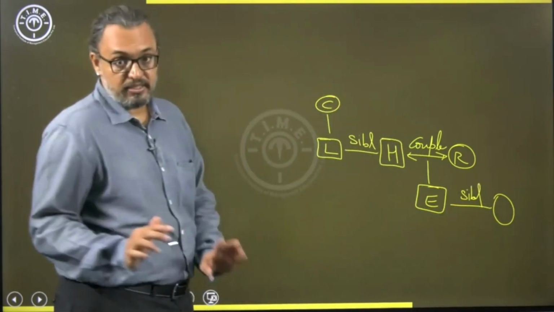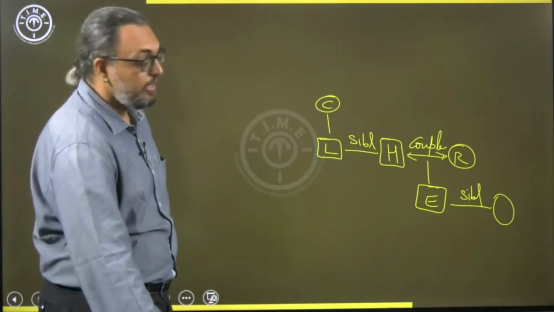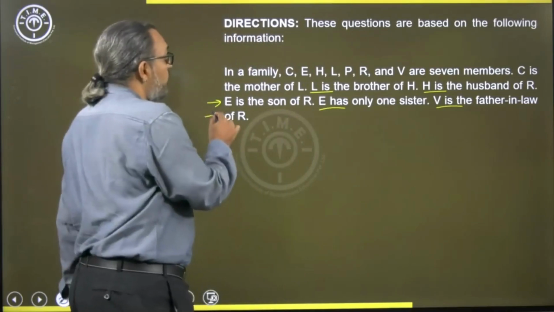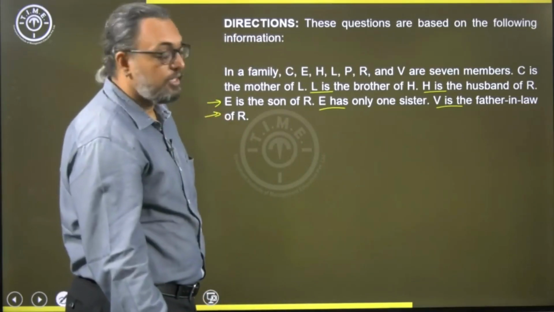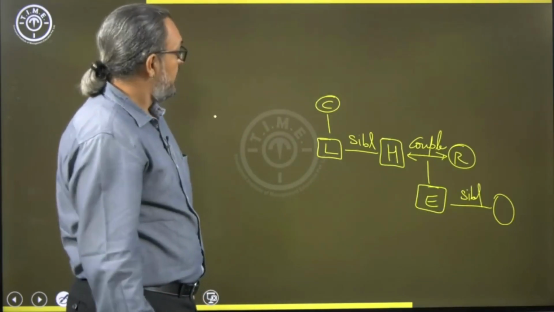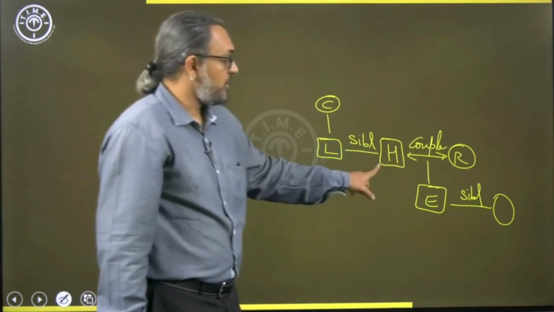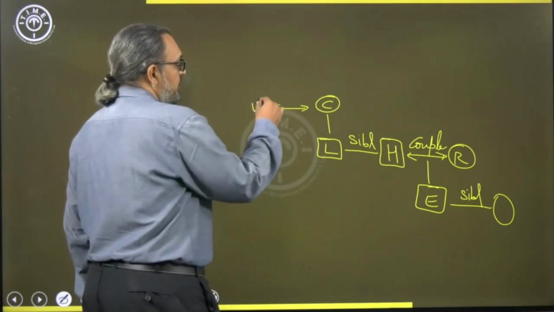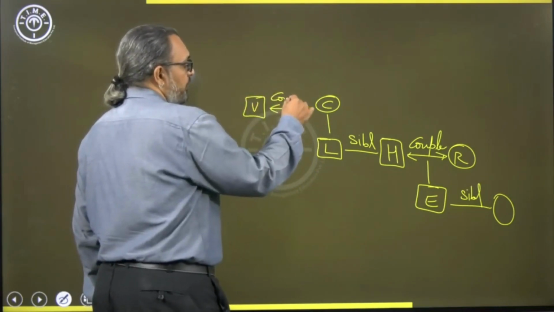Now we don't know who that sister is. We'll come to that. And then V is the father-in-law to R. So V is a father-in-law to R. So we have R. R has a husband. Husband's a father. So we have V as a husband to C.